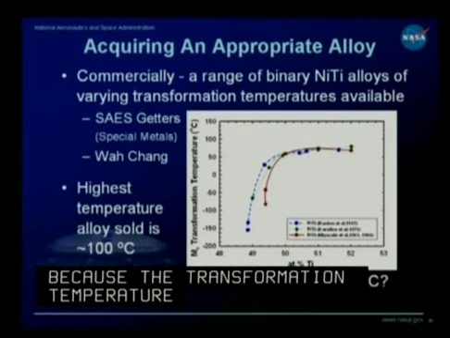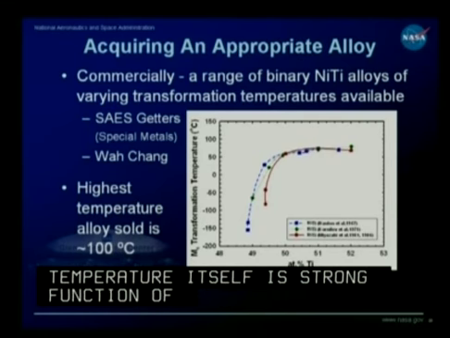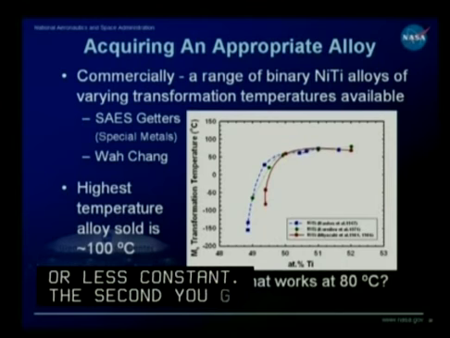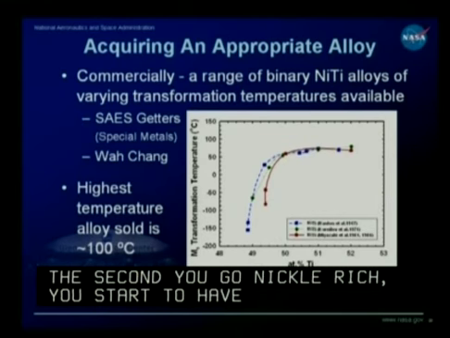So if you look at the inset, the transformation temperatures at 50% titanium and above are more or less constant, but the second you go nickel rich in these alloys, you start to have a very significant decrease in transformation temperature with increasing nickel content.